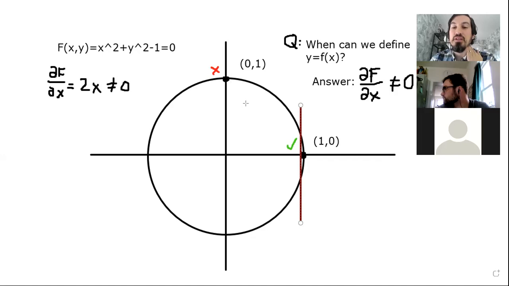There is no explicit function y as a function of x. Does that make sense? Whereas what if you tried it here? Of course, anywhere here it would be fine. There's no way that you could draw a vertical line here and it would violate. It would cross two places.